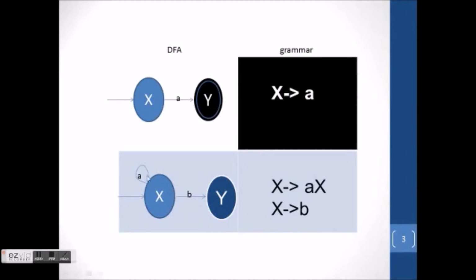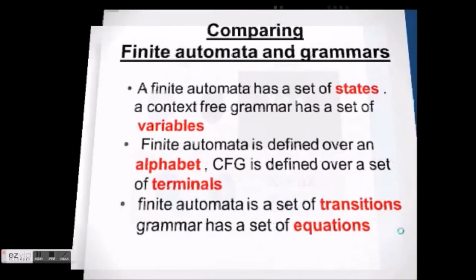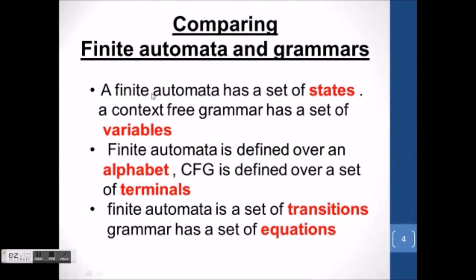This is the start state, and even this is a start state. You can have no A's and only B in the language, or you can have X tending to AX. That is, this X can again be replaced by either this X or this X. If it is replaced by this X, then it will be AX, recursively AX, and you can have any number of A's, and finally you can terminate it with a B. So this was all about the grammar and DFA comparison.